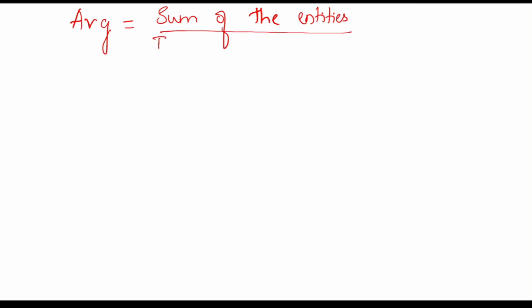First let me discuss a simple definition of average. Everyone knows what average is. Average is nothing but the sum of the entities divided by the total number of entities.